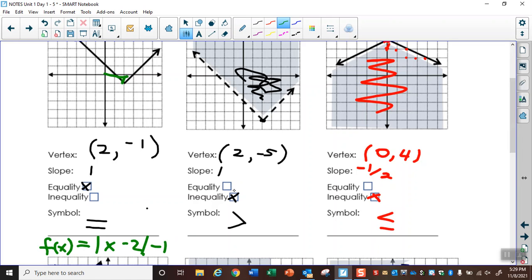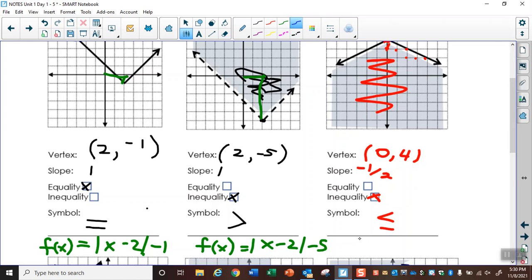And then here, if I'm writing the function, I'm going to say f of x. The parent function is absolute value because it's that V. My slope is 1, so I don't have to worry about something in front. And then my vertex went to the right 2, so that would be minus 2. And then it went down 1, 2, 3, 4, 5, so that would be minus 5. And then you check these by putting them into Desmos.